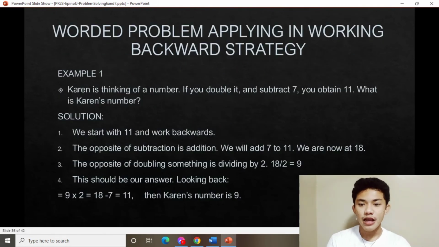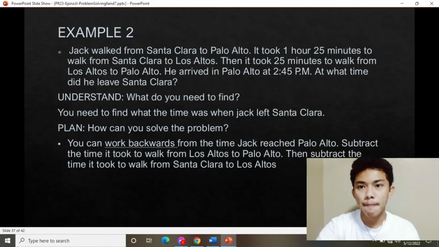Word problem. Applying the working backward strategy. Example 1. Karen is thinking of a number. If you double it and subtract 7, you obtain 11. What is Karen's number? We started with 11 and work backwards. The opposite of subtraction is addition. We will add 7 to 11. We now have 18. The opposite of doubling something is dividing. 18 divided by 2 is equal to 9. This should be our answer. Looking forward to check: 9 times 2 is equal to 18, minus 7 is equal to 11. Then Karen's number is 9.